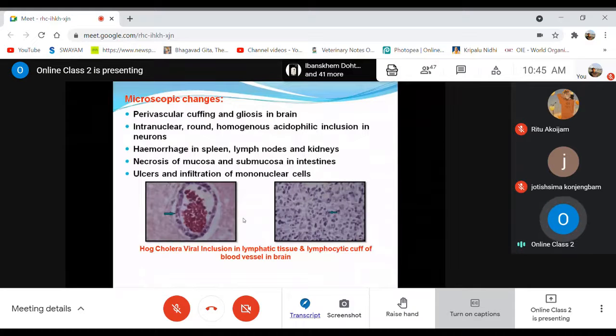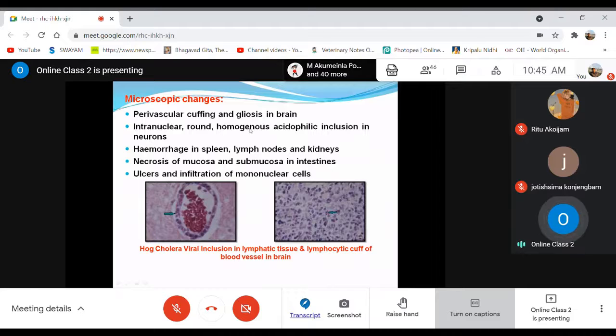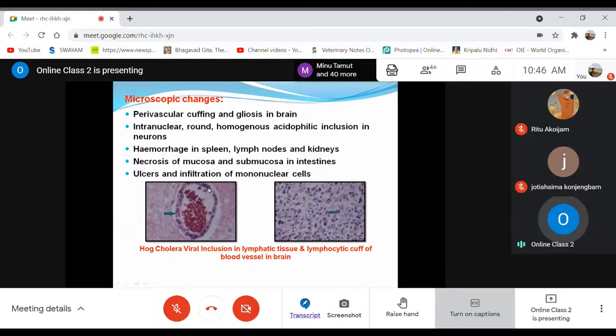Then coming to microscopic changes. So far as brain lesion is concerned. When you make the section of the brain, okay, what you will find is that wherever the blood vessels are there in the sections, just around the vessels, that means peri means around, vascular means vessels. Cuffing means aggregation of mononuclear lymphocytic cells like this. This is the lumen of the vessel. This is the vessel. So just around this, there is aggregation or presence of many lymphocytic cells, mononuclear cell lymphocytes. So this condition is known as perivascular cuffing, and that used to be seen in case of the brain sections.